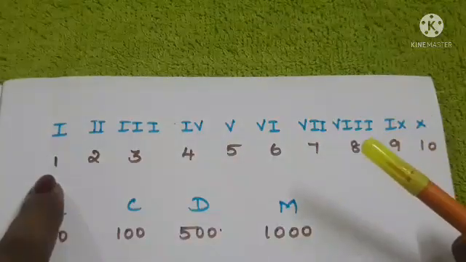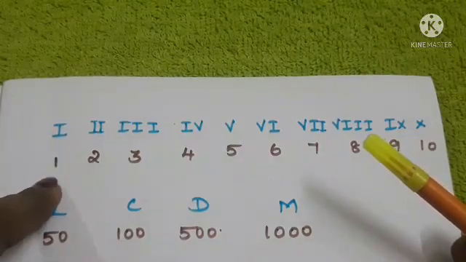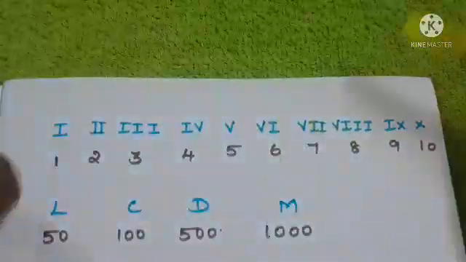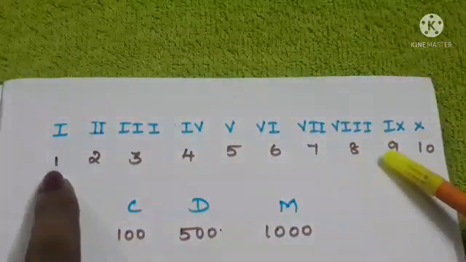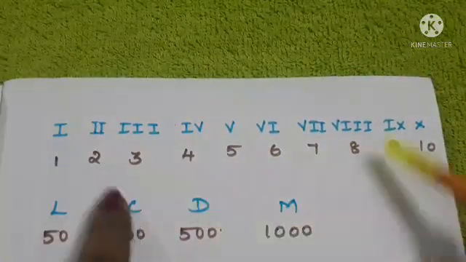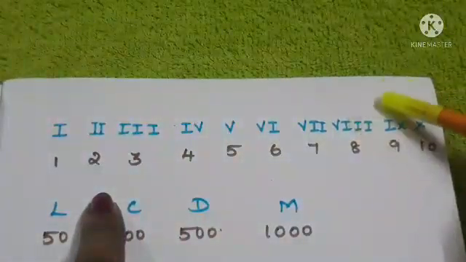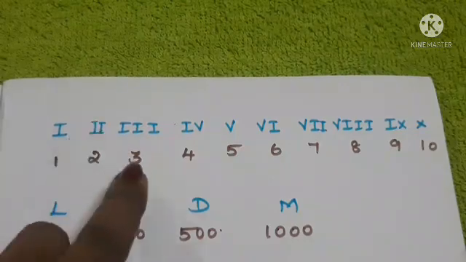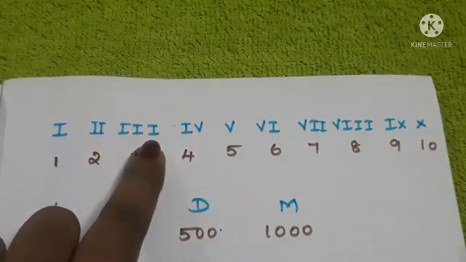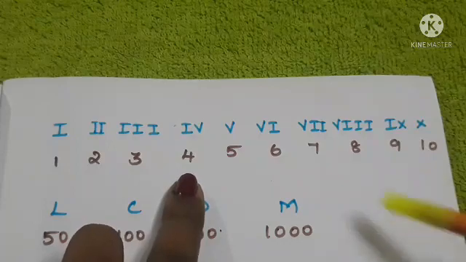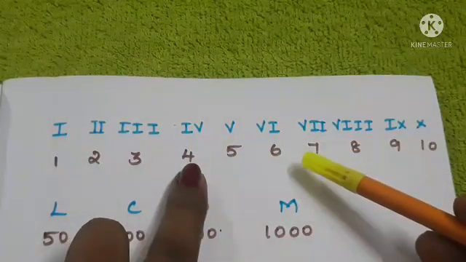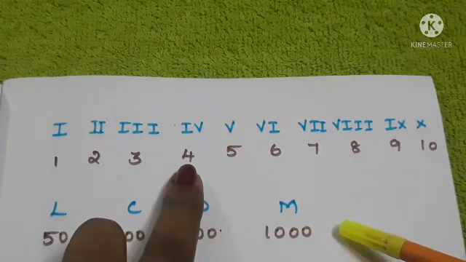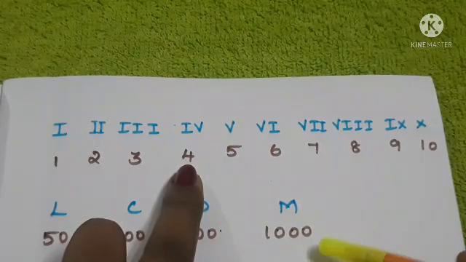Here I represents 1. I means Roman numeral. These are all Roman numerals and these are the Hindu Arabic numbers: 1, 2, 3. Here at the top you have the Roman numerals. So 1 means I, 2 means II, 3 means III. Then 4 means IV. Don't write IIII. If you write 4 times I, that's wrong.